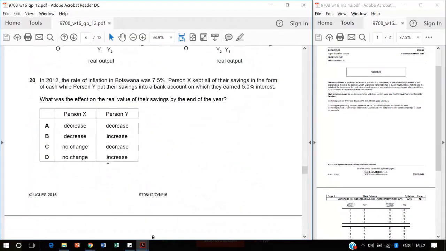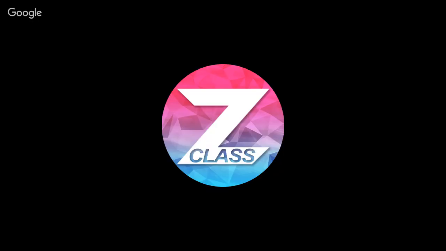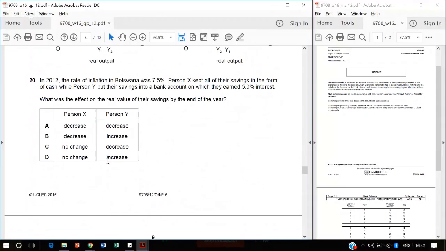Inflation in Botswana was 7.5%. Okay, what did you think for this question? I said A, both of them decrease because interest is lower than inflation. So person Y's real value does decrease, but not as much as person X's. Person Y less because they've got it in the bank account. Yep. Yeah. Very good.